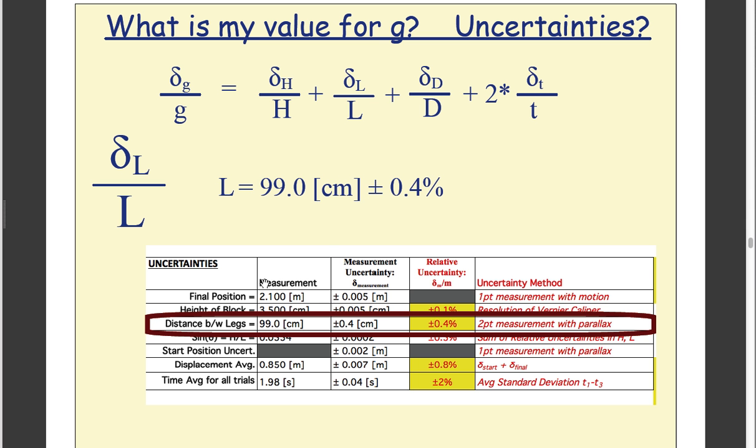And we want to record that value for the distance and the uncertainty and the relative uncertainty as a percentage on your data table. And don't forget to state how you got the uncertainty. It was the 2-point measurement with parallax.